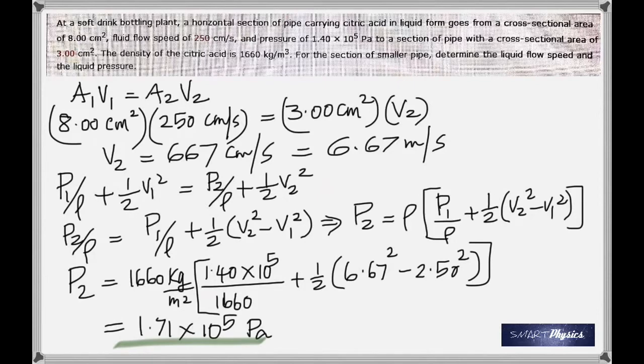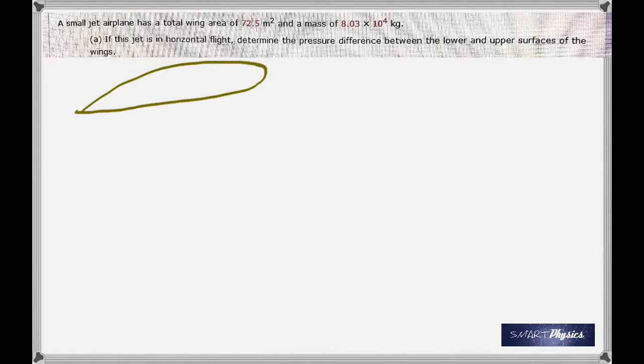So that is another question. I hope you understood. We've used the equation of continuity and then used Bernoulli's principle. That takes us to the next question. Here it's about a small jet airplane, has a total wing area of 72.5 centimeter squared, and a mass of 8.03 times 10 to the 4 kilogram. And if this jet is in a horizontal flight, remember the word horizontal again, which means we need not consider potential energy. We got to find the pressure difference between the lower and upper surfaces of the wings.